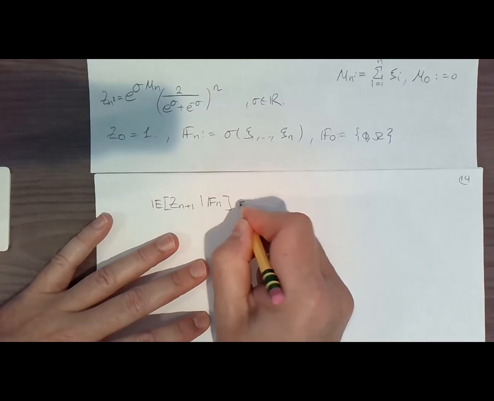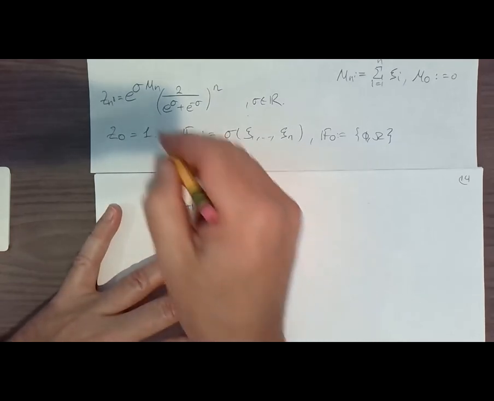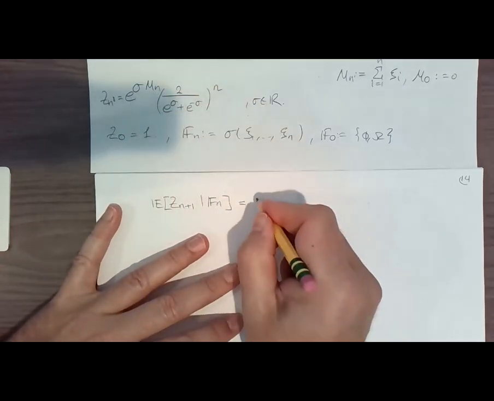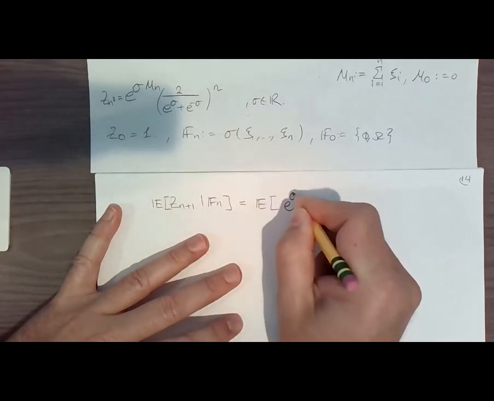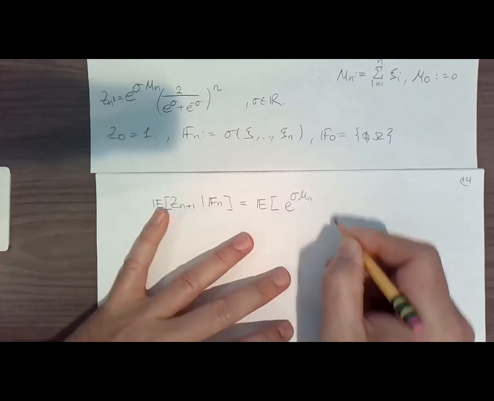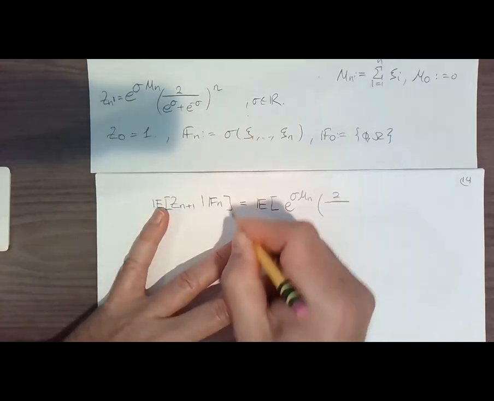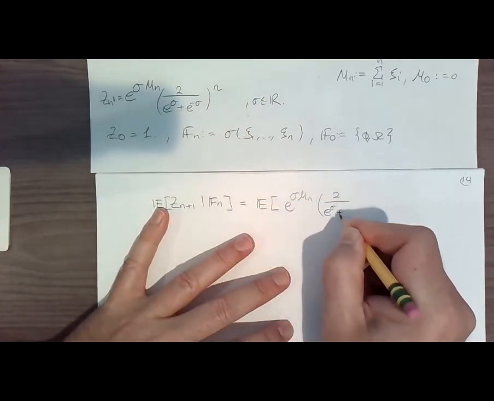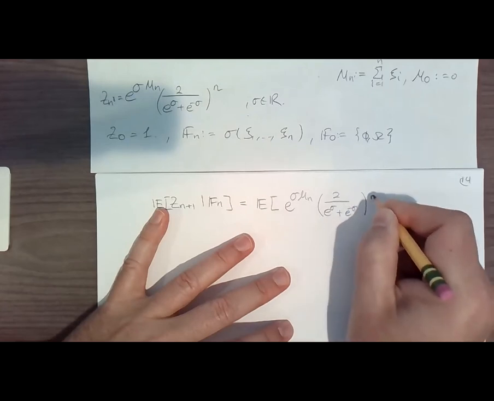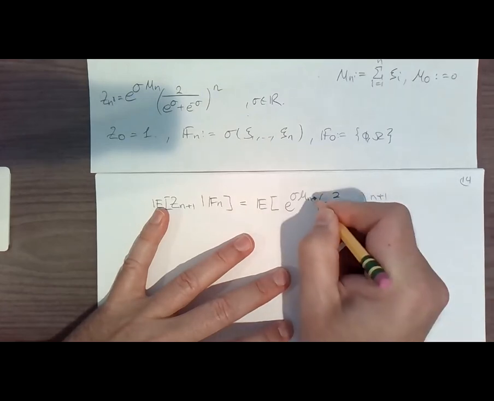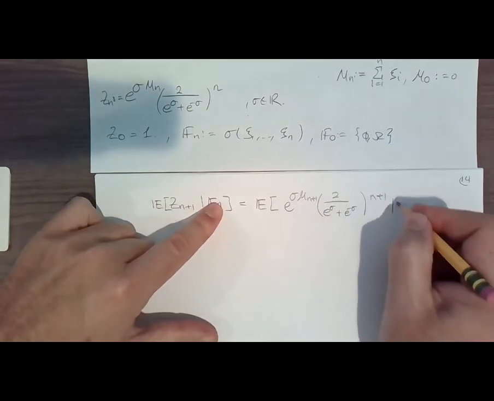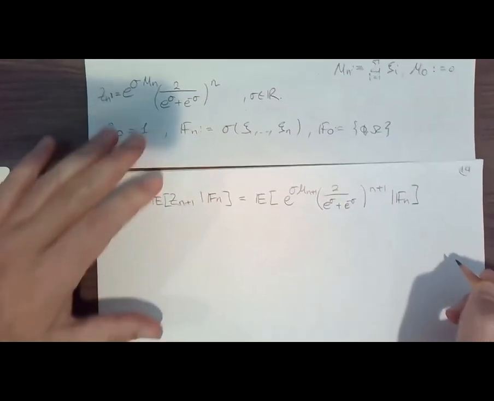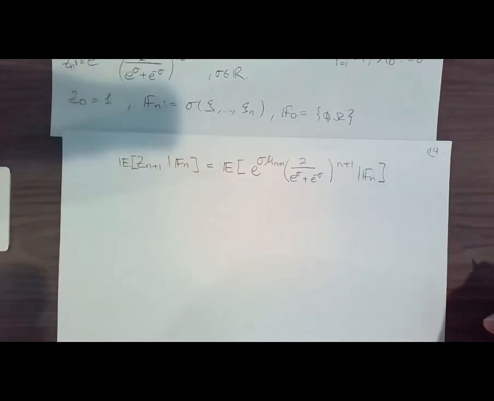And the way we proceed is, as before, we plug in the definition. It's going to be the expectation of e to the exponential sigma Mn times 2 divided by e to the sigma plus e to the minus sigma, to the n plus 1. Here the n plus 1 is over here, conditional on Fn. So now we're in business.